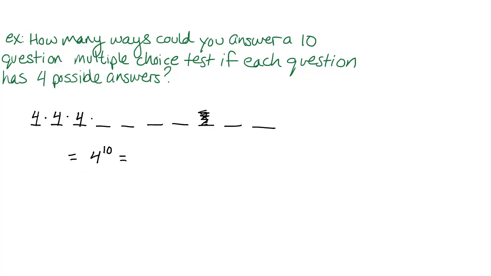So 4 to the 10th, or just over 1 million possible choices. We certainly wouldn't want to list all of these out, but we know how many there are using this counting method. Think of this method as making slots for each choice or selection you're going to make, and then how many options you have for each one.